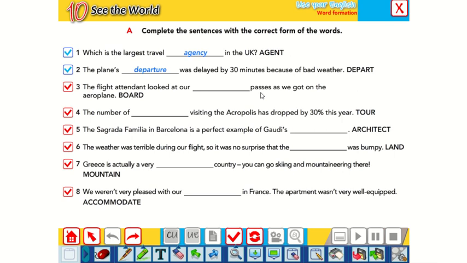Boarding passes is a collocation, right? We put these words together. Boarding passes, which is a noun too.